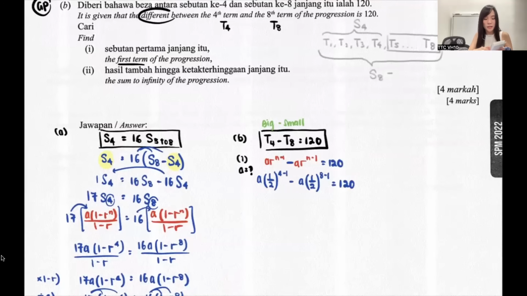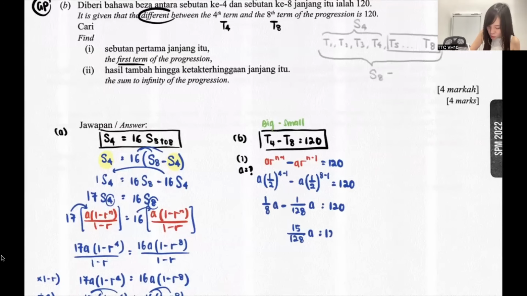Wait, let me press the calculator. 1 over 2 power 3, I get 1 over 8 a, minus 1 over 2 power 7. I get 1 over 128 a, equivalent to 120. So 1 over 8 a minus 1 over 128 a, I get 15 over 128 a, equivalent to 120. So the A answer will be 120 divided by that answer. I get 1024. Done. So this one is done.